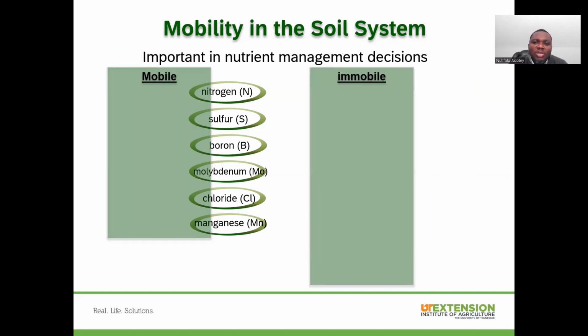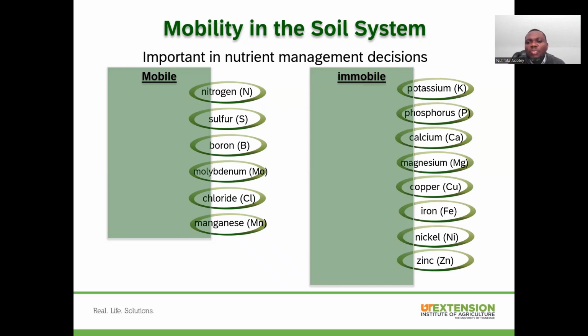With the immobile nutrients, most of them have positively charged ions. They are cations, so they are easily held onto the negatively charged soil surface. And this includes potassium, phosphorus, calcium, magnesium, copper, iron, nickel, and zinc. Again, you realize that the phosphorus ion, or the phosphate, is negatively charged, but it's not very mobile in the soil. And the reason is that it forms a lot of complexes with iron and aluminum oxides.